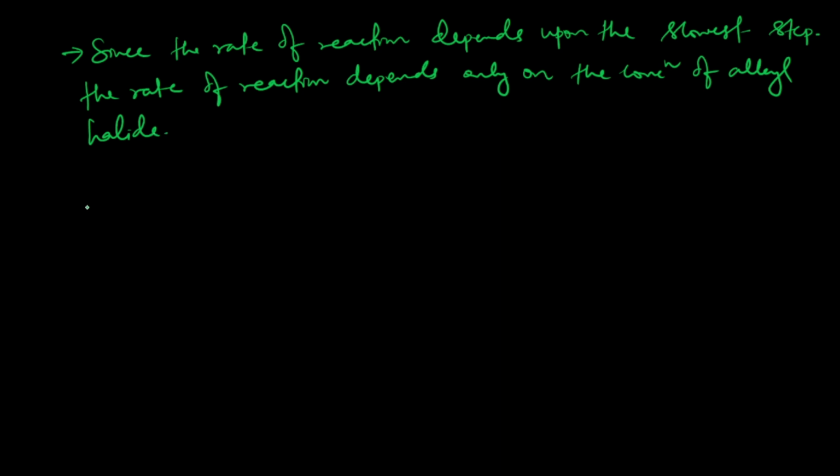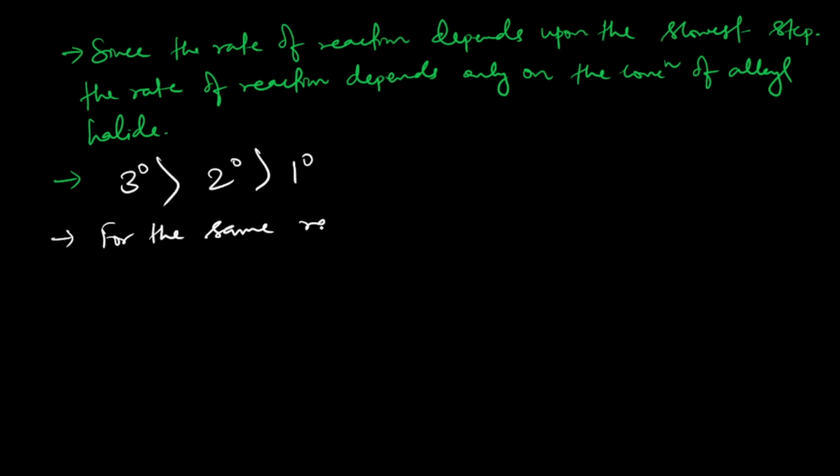Okay, alkyl halide. So what could be the order of reaction? I'll just change the color. Your order of reaction will be tertiary having more tendency toward SN1, then secondary and then primary. This is having the least, correct? So we will write for the same reason.